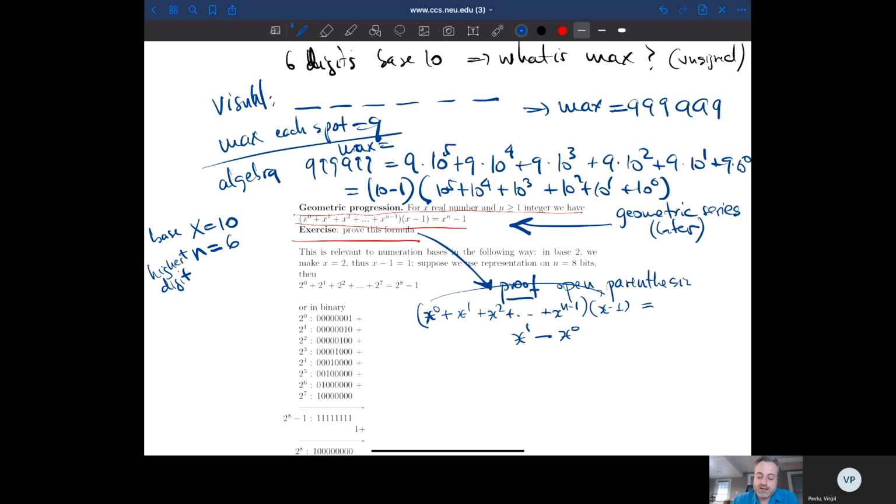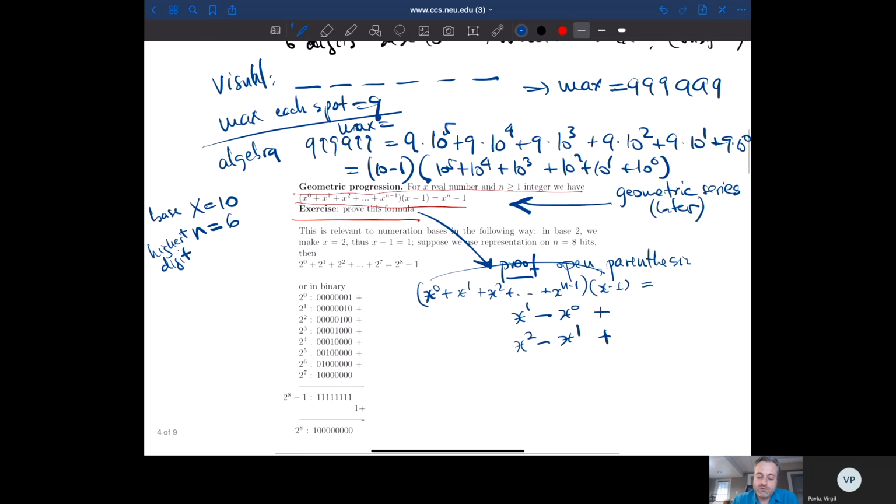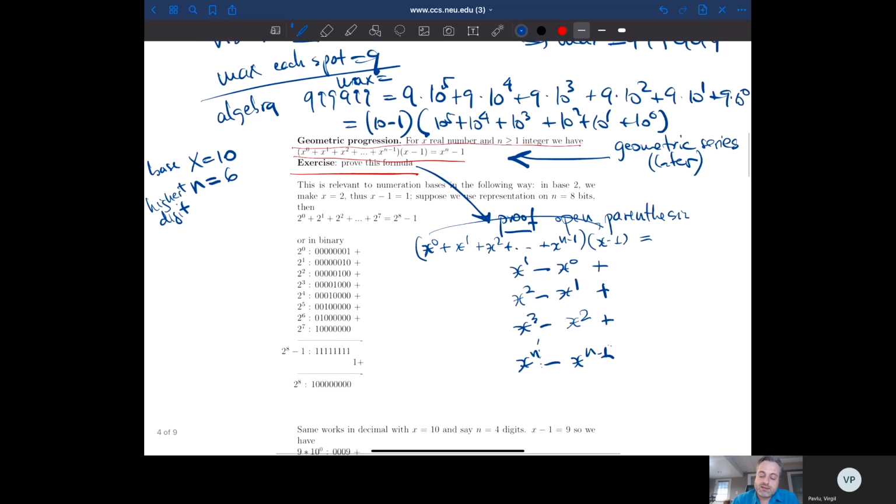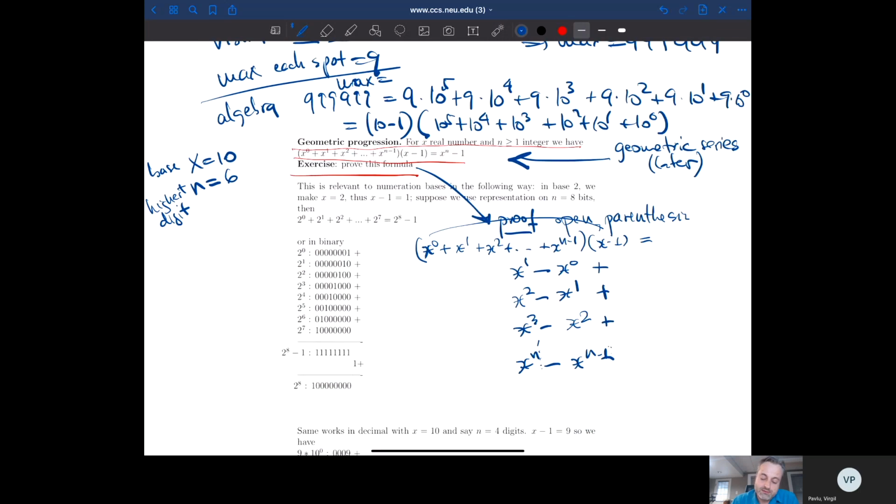And then when we multiply x at 1, we get x at 2 minus x at 1. And then when we multiply the x at 2 here with the parenthesis, now I'm going to get x3 minus x2. And when I multiply the last one, so I'm going to do dot, dot, dot here, that's x n minus 1, I'm going to get x at n minus x at n minus 1. This is a telescoping series. Nice name.